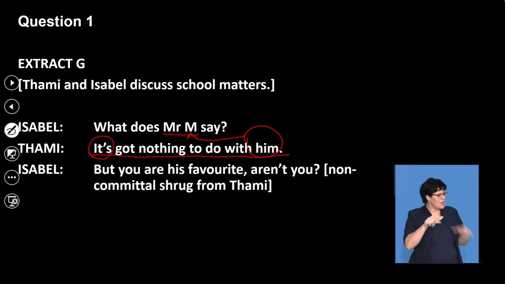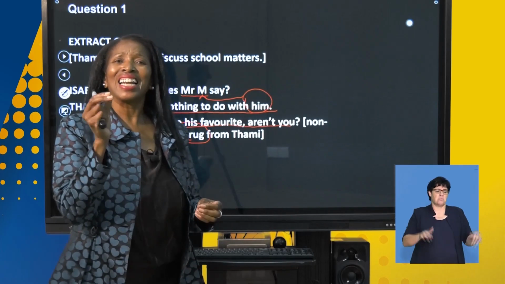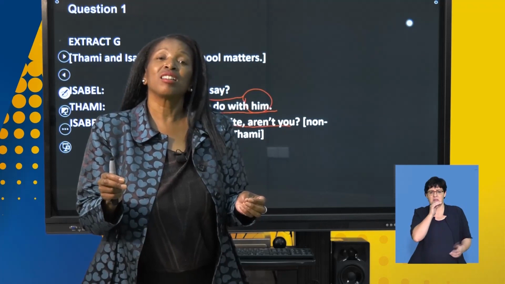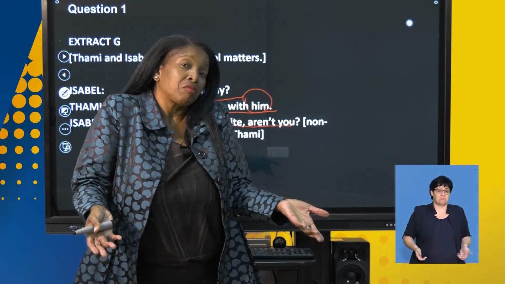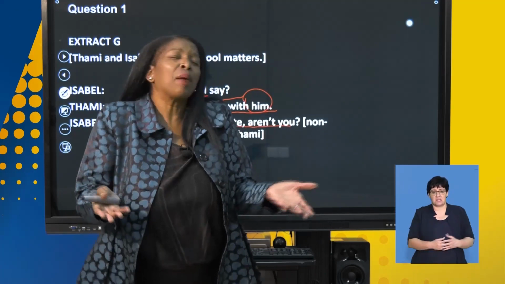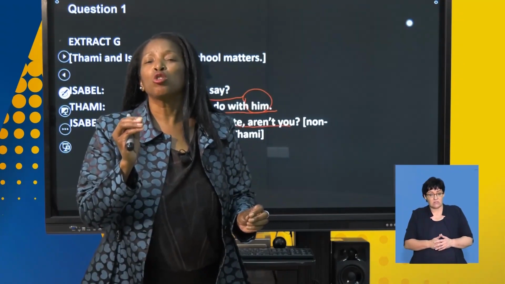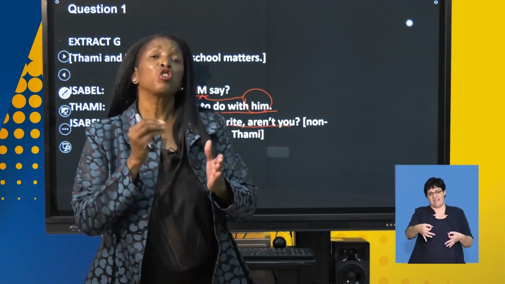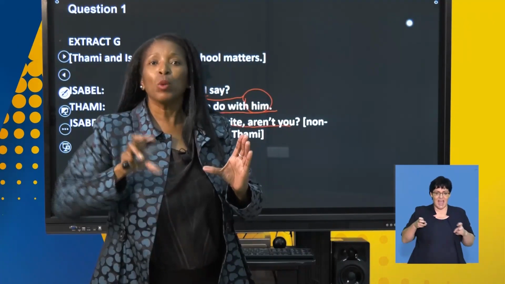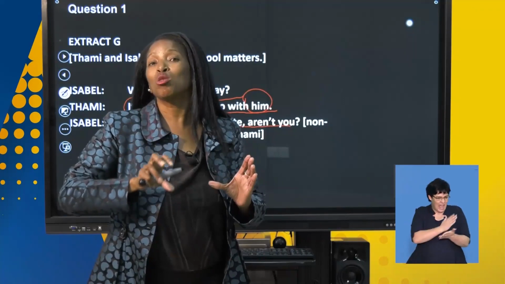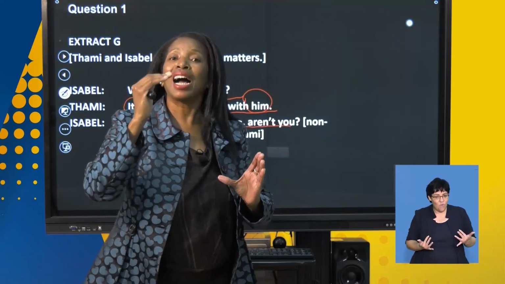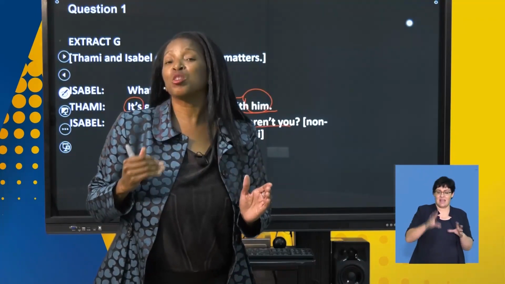But Isabel continues and says, but you are his favorite teacher, aren't you? But then you see that Tammy has a non-committal shrug. I want you to see this. A non-committal shrug. This means that his body language does this. He's not committed, whether I'm his favorite teacher or not. Do you see that body language? Now, you are going to be given clues in your paper as your writer gives you an extract. They will give you clues of some of the things they want you to say.